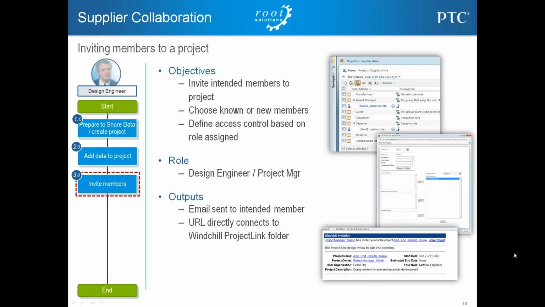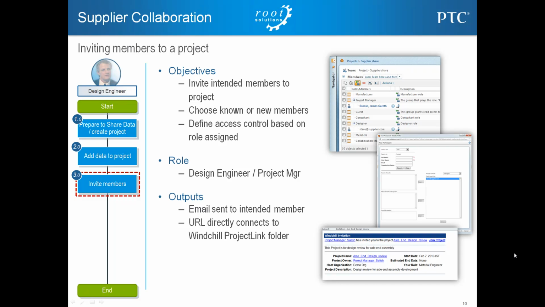They will be sent an email directly, and that email will contain critical information about who you are, why you've invited them, and the invite itself that you typed out when you created the project. But critically, it will have a URL which will directly link you to Windchill. So there's no need to type in URLs or go to specific locations. All you do is select the Join Project hotlink, and that will take you directly to Windchill, where it will ask you to authenticate into the system.